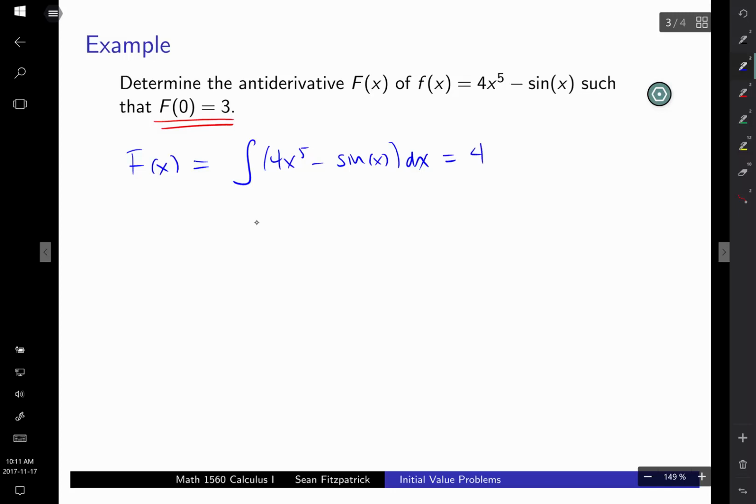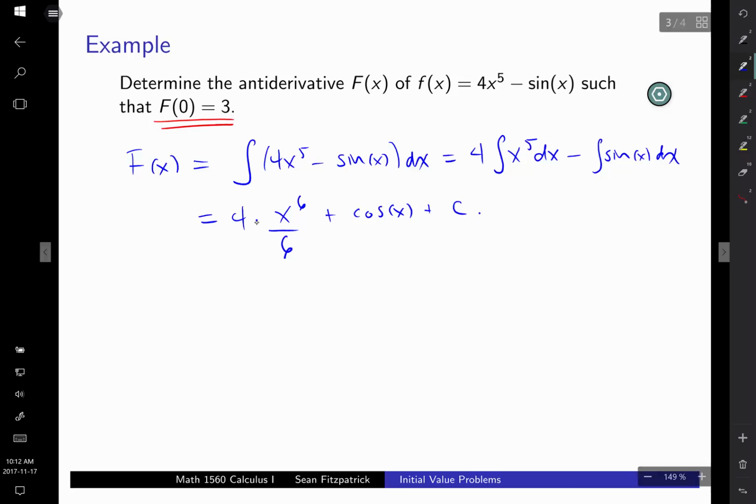And since we have sum, difference and constant rules for derivatives, those also work for antiderivatives. I can split this up, right? 4 times the antiderivative for x to the fifth minus the antiderivative for sine. And now I can say, okay, what's the antiderivative for x to the fifth? We add 1 to the exponent. We divide by the new exponent, x to the 6 over 6. Antiderivative for sine is minus cos. Minus minus cos gives me plus cos x plus c, some constant that I don't know.